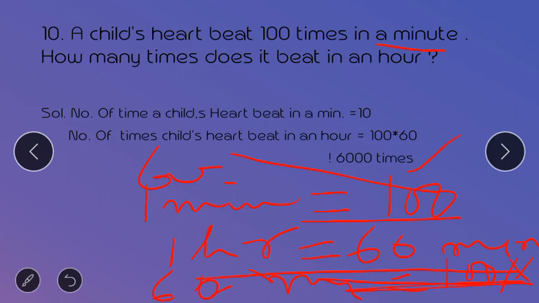So here I have explained questions 1 to 10 from page number 52. You have to do them in your copy and understand the questions very carefully. Do the multiplication solutions yourself.